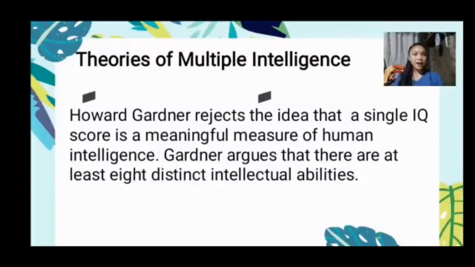Good day. I will discuss the theory of multiple intelligences by Howard Gardner. Howard Gardner rejects the idea that a single IQ score is a meaningful measure of human intelligence. Gardner argues that there are at least 8 distinct intellectual abilities. So Howard Gardner gave a significant measure of human intelligence. He also finds that there are at least 8 distinct intellectual abilities.